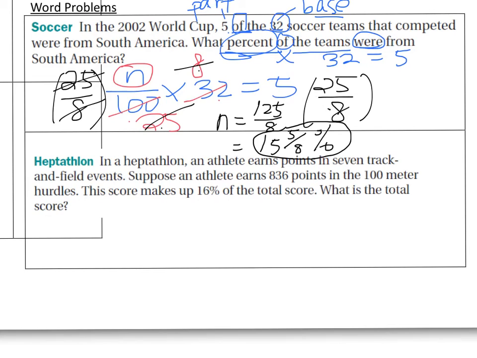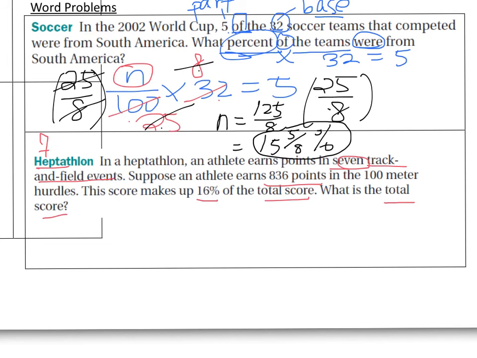Heptathlon. In a heptathlon, an athlete earns points in 7 track and field events. Hept just means 7, okay? 7 different track and field events. Suppose an athlete earns 836 points in the 100-meter hurdles. This score makes up 16% of the total score. What is the total score?